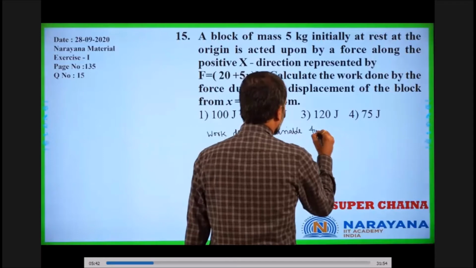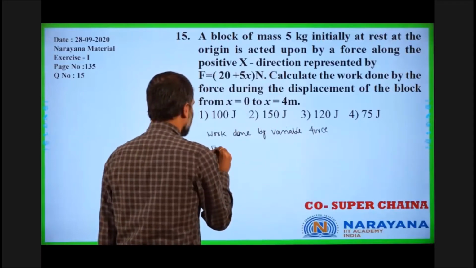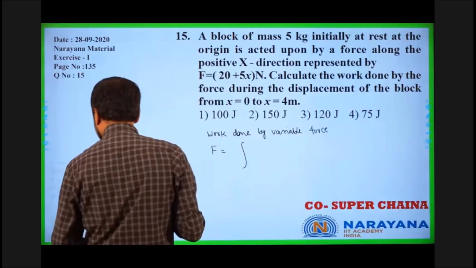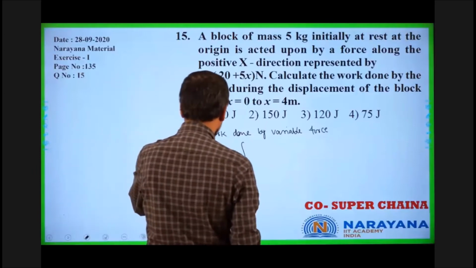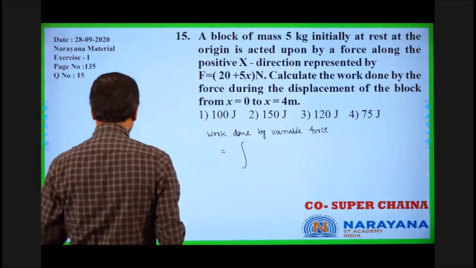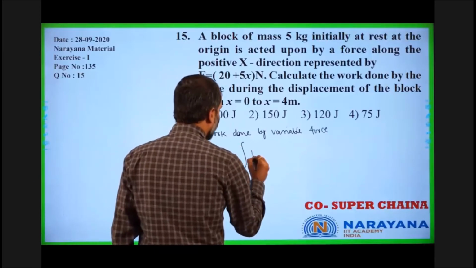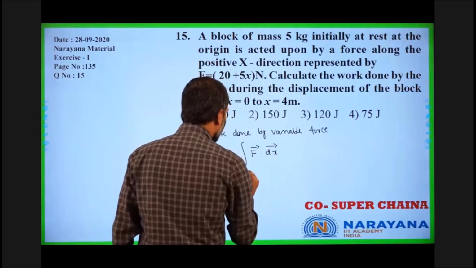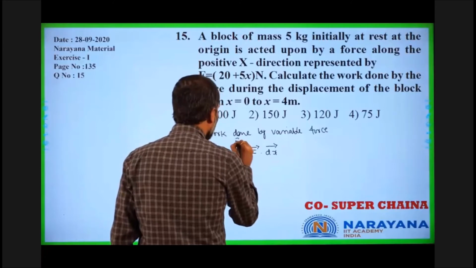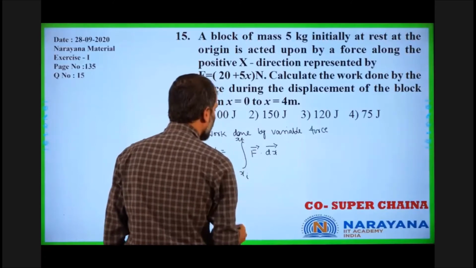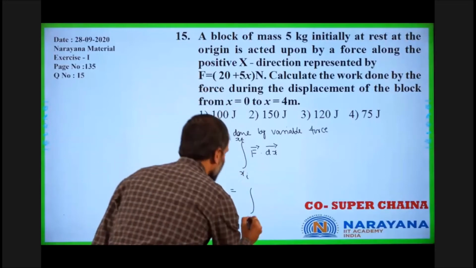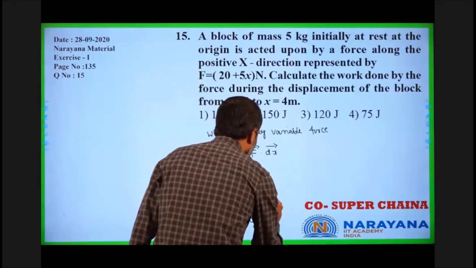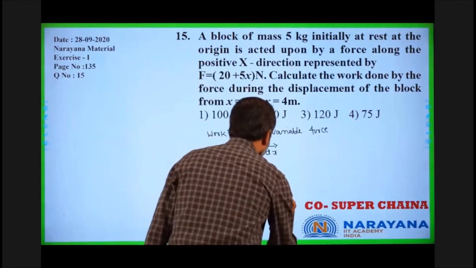the integral. Work done we have been calculating. So work done by a variable force is given by W equals the integral of F bar dot dx bar between the limits x initial to x final. As per our problem, the initial is 0 and the final is 4, and F is 20 plus 5x.